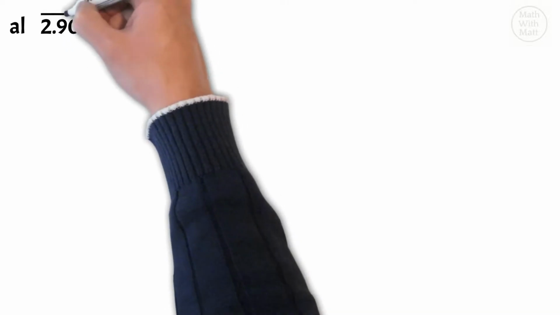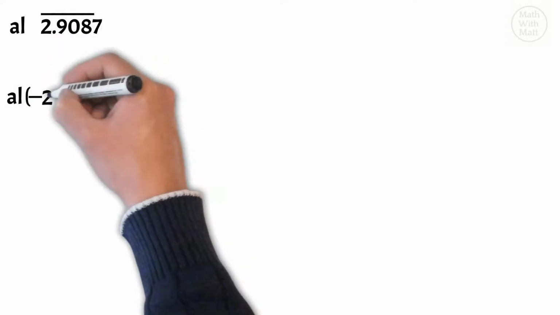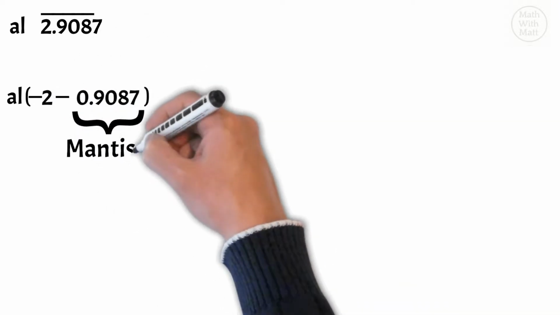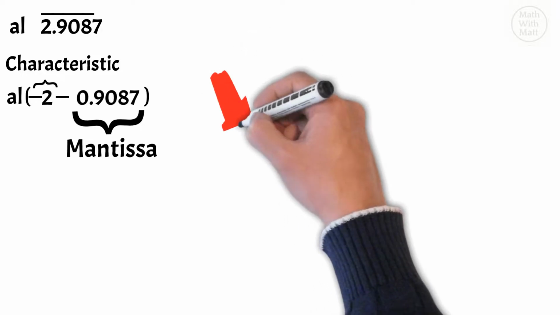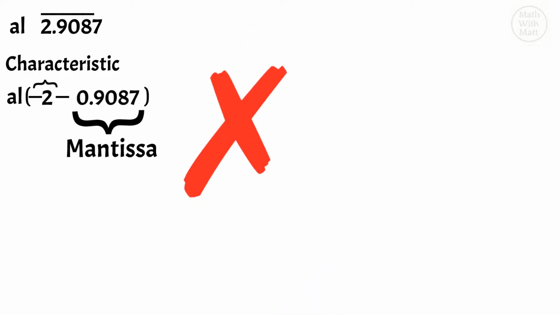The next number for us to convert using antilog is 2.9087. That's not all, this one has a bar over it, meaning it is a negative number. So we will split it up something like this, -2, and -0.9087. And doing this will be absolutely incorrect. The splitting of numbers is a bit tricky thing to do when we deal with a number that has a bar over it. The key element to remember here is that we always want a positive mantissa to solve.